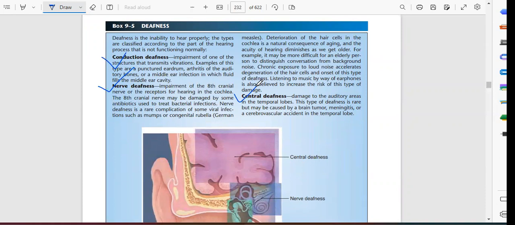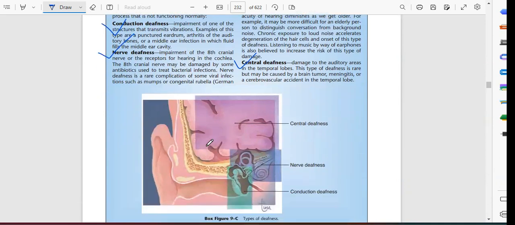If it is damaged, then the patient is unable to hear. So it may be conducting system deafness, or nerve damage, or central area damage that will cause deafness to the patient. Some patients, you can see, the baby is born but he is unable to hear. So it is a congenital defect, a birth defect.